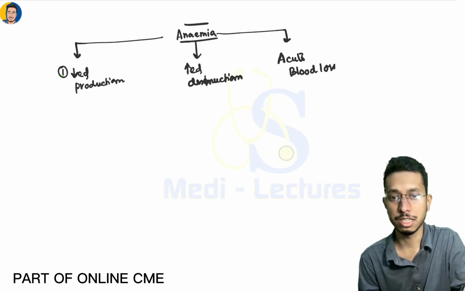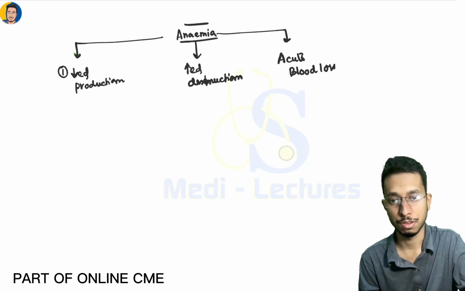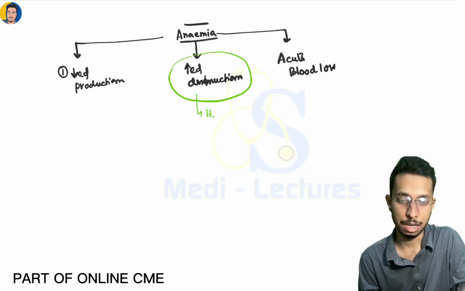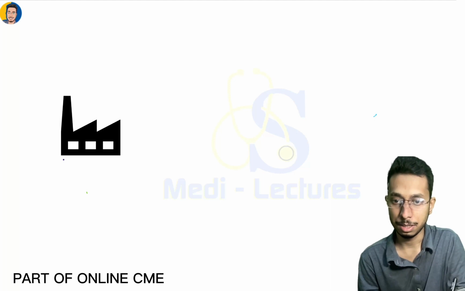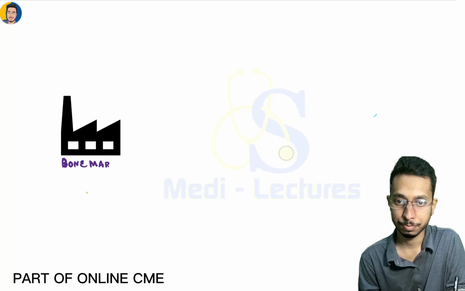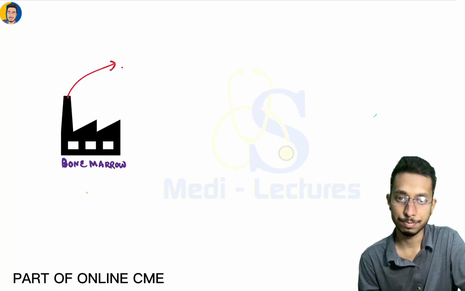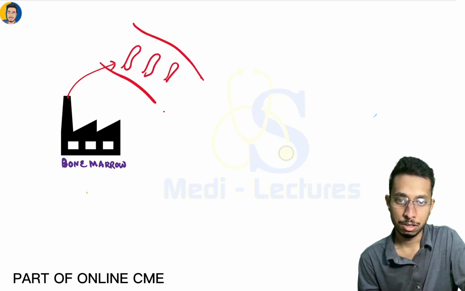This decreased production is usually nutritional deficiency related and has already been covered, like iron deficiency and vitamin B12 deficiency, in the other videos. So I will cover the increased destruction part that is associated with hemolytic anemia. Now, where is RBC produced? If you consider the production factory for RBC, it is nothing but our bone marrow. It produces freshly prepared red blood cells and releases them in the circulation.